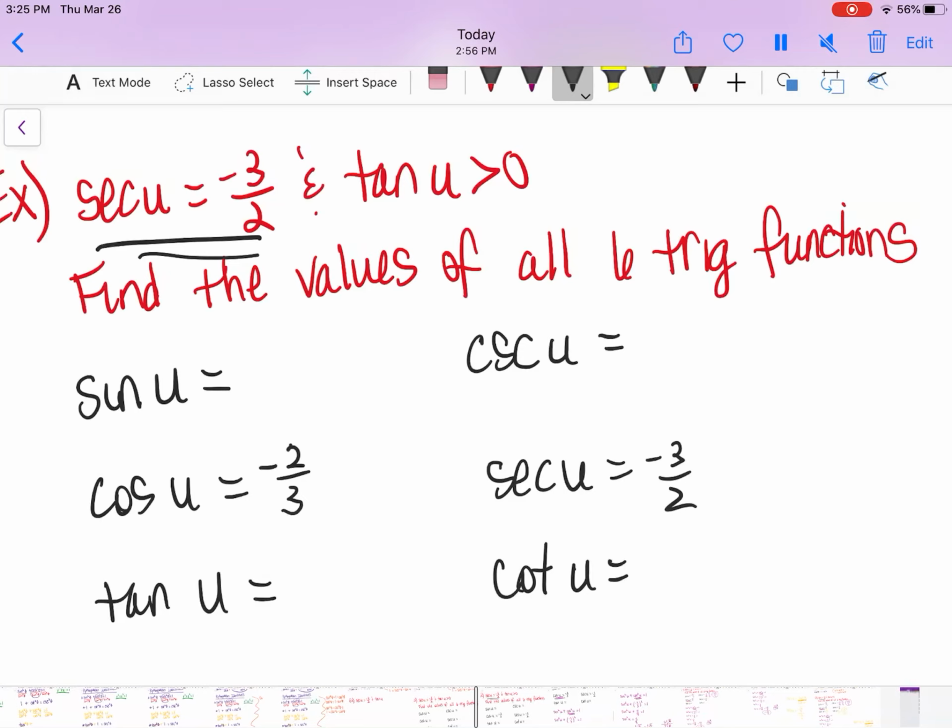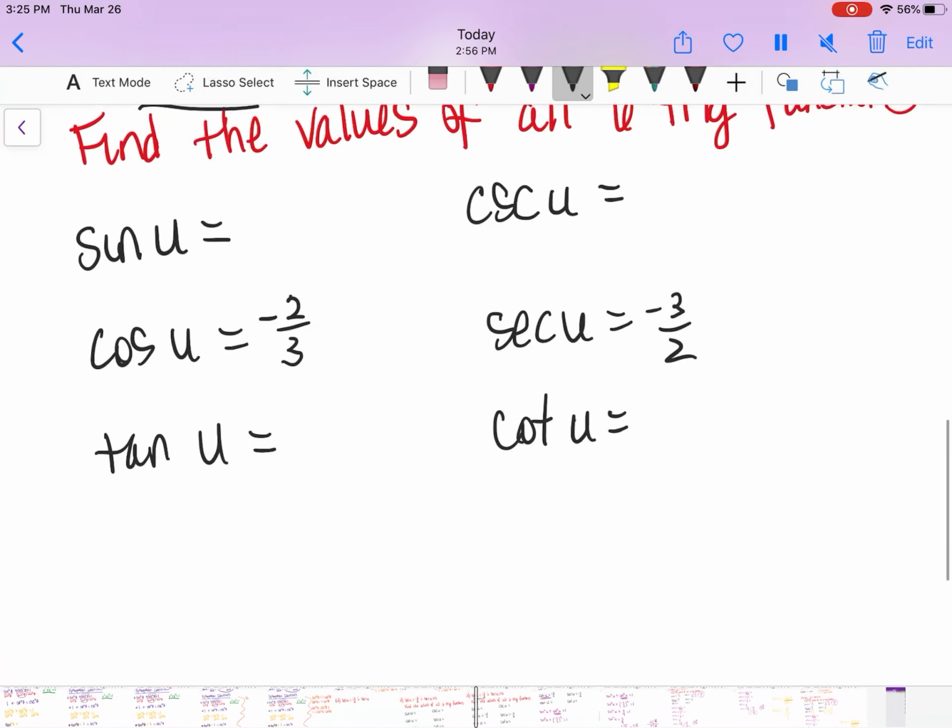Okay. Now next, what I need to do, I've got 4 other things that I have to find. So I need to be able to relate one of those trig functions with one of the 2 that I know. So we want to think about all those identities we just went over, okay, and try to pick one out that will help us find one of our missing pieces.